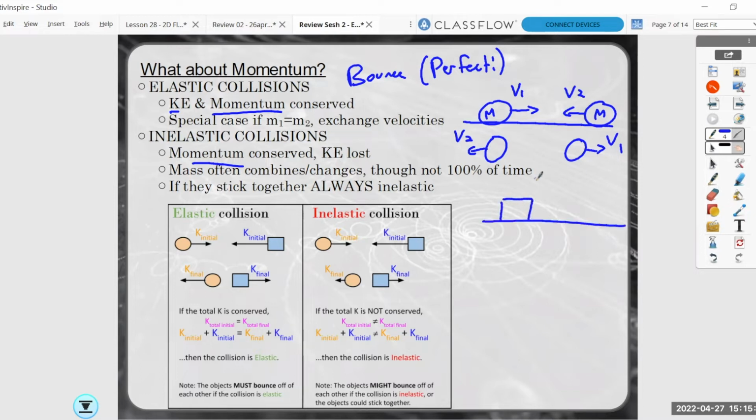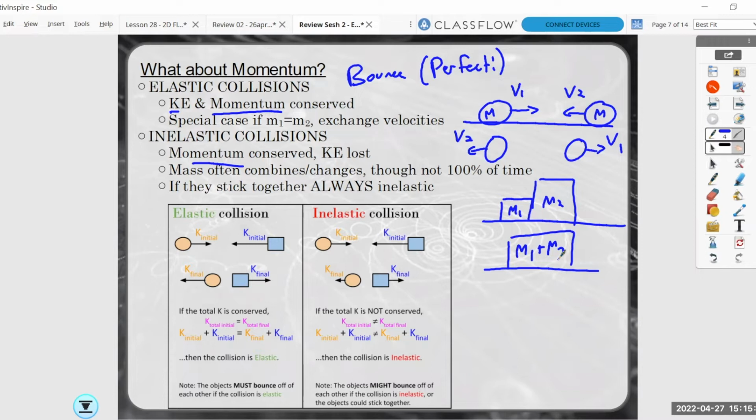you get objects that stick together, right? They stick together, in which case, before the collision, if you had M1 and M2, they behave like one big object afterwards. They move at the same velocity. That doesn't have to be the case. It is possible to have an inelastic collision where the things bounce off of each other, but still lose a bunch of kinetic energy. So that is possible to have happen.